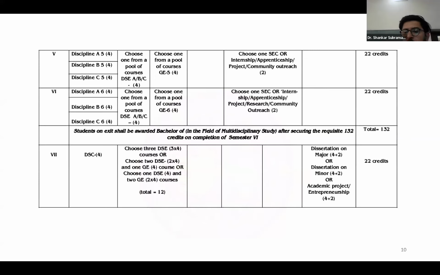And the remaining credits will be distributed in the form of dissertation as 4 plus 2, or for major papers, that is a major discipline, or the minor discipline, 4 plus 2 in this form, or an academic project in the form of 4 plus 2. Ma'am, can you move to the last slide of this?